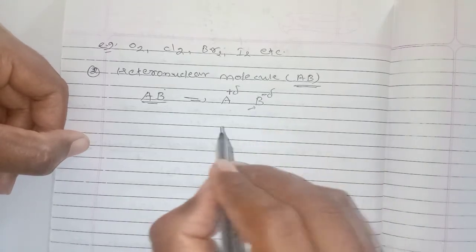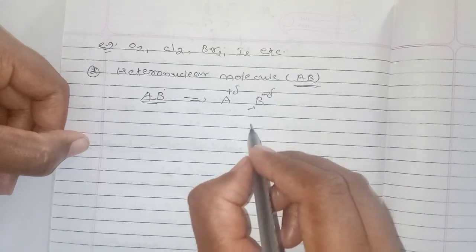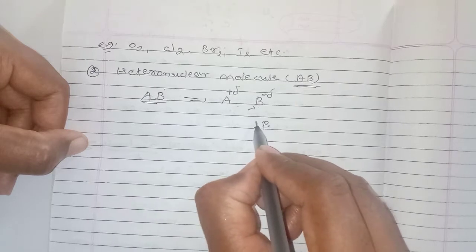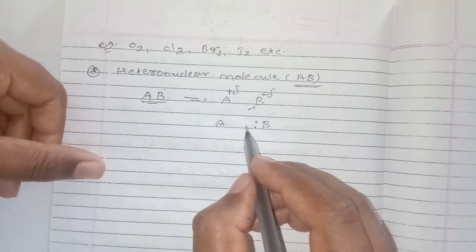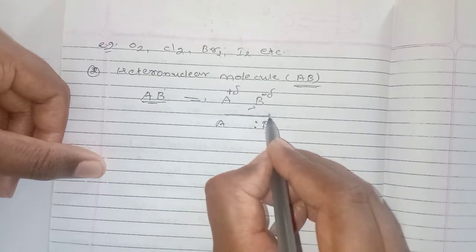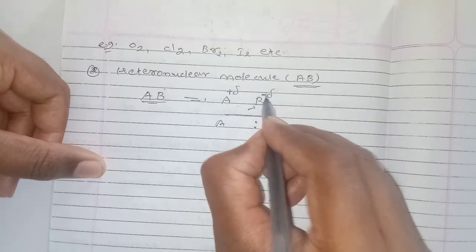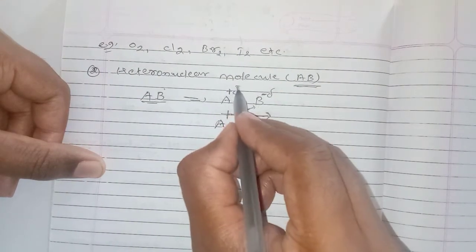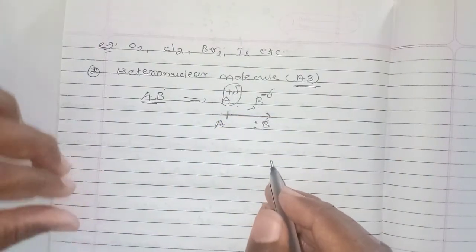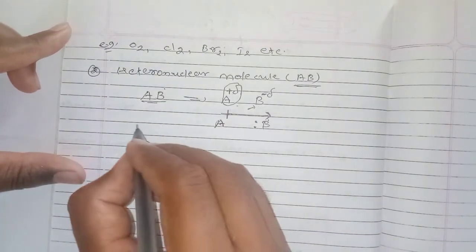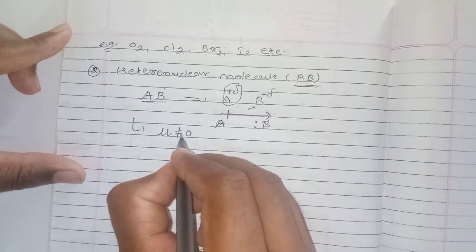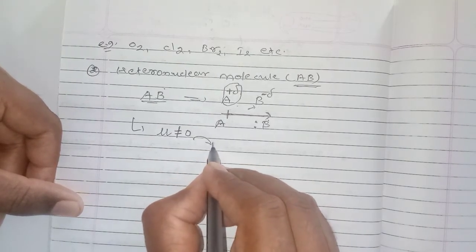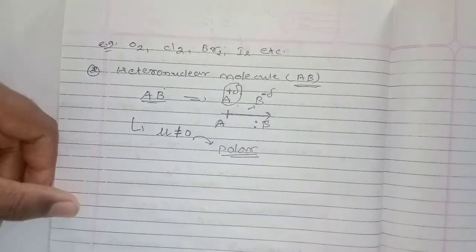Because of the higher electronegativity, the bonding electron pairs are attracted towards the B atom. So here the arrowhead is on the negative end, or the cross is on the positively charged atom. And because of this, their dipole moment is not equal to zero. The dipole moment is not equal to zero, it becomes polar.